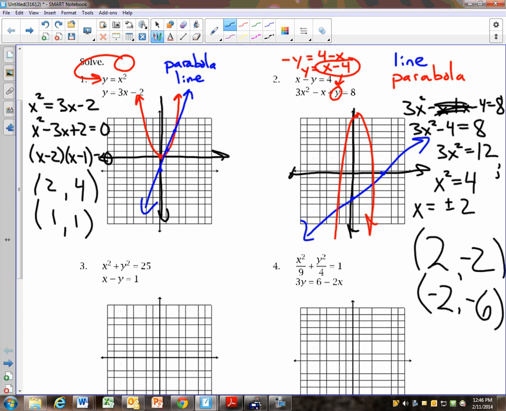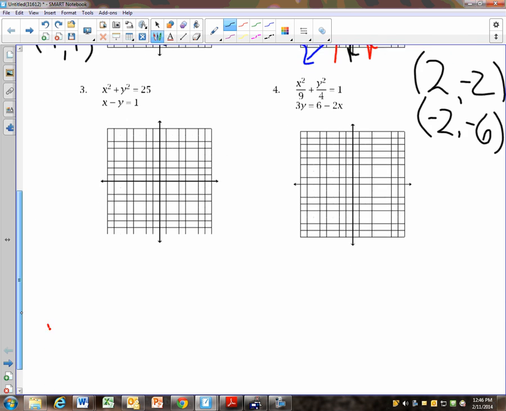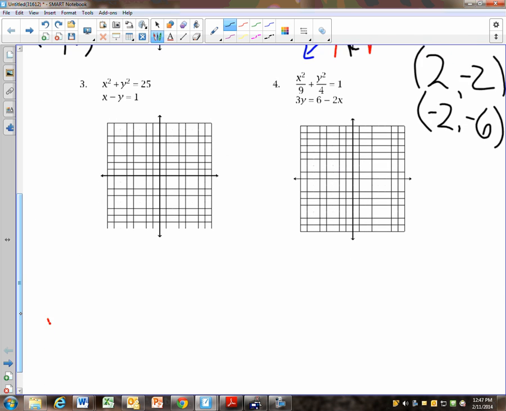Does that seem to match the points? Do they seem to match my picture? Yeah, over 2, down 2, back 2, down 6. Yeah, we're in good shape. We'll do one more together on the front side.